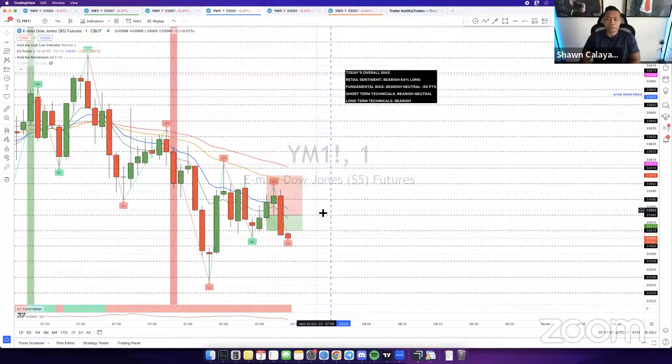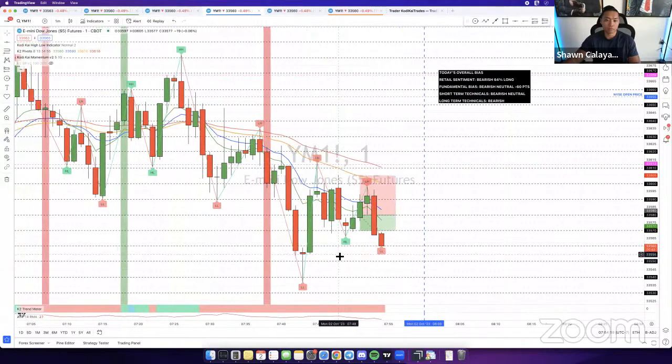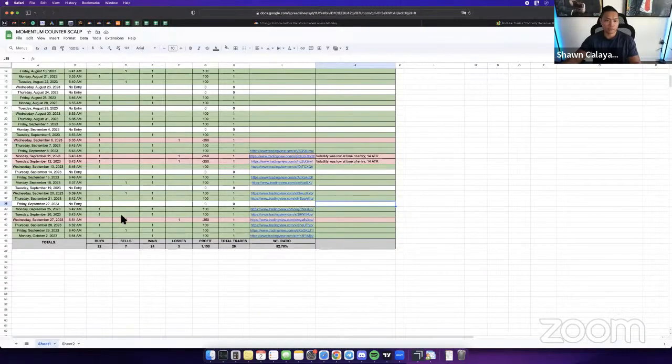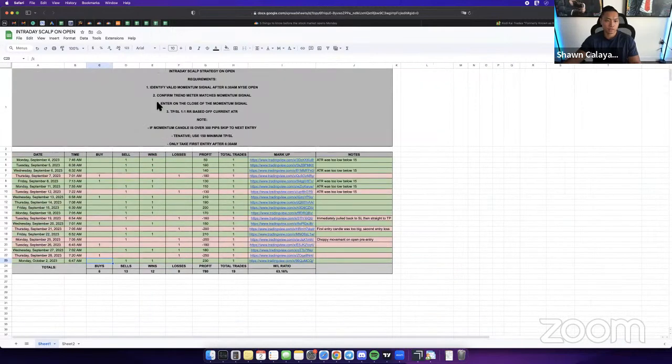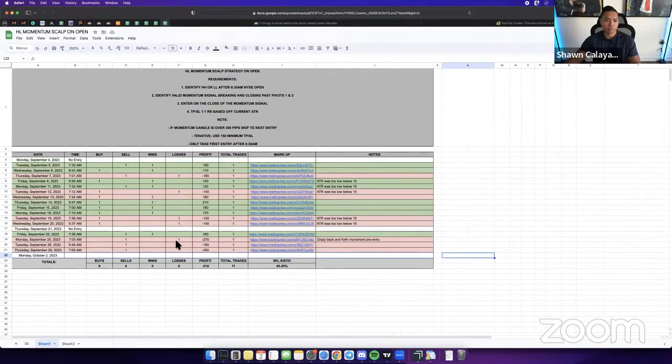I'm being completely transparent with you guys whenever I take these trades. So I didn't take the trade. I don't need to pad anything. We're doing pretty great for the month so far. All the trades today pretty much hit. If you guys took any of the trades that we were looking at, there was the momentum counter scalp that came up earlier today, full TP. Breakout V2, full TP. Intraday scalp, full TP. And I don't think there's an entry here for the high level momentum scalp.